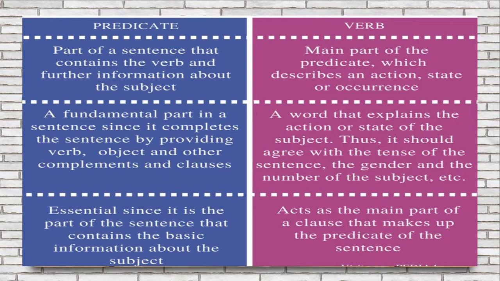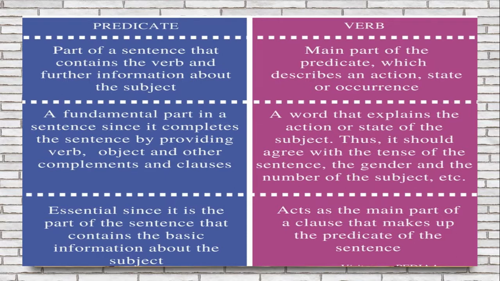A predicate is a part of a sentence that contains the verb and further information about the subject. It is a fundamental part of a sentence since it completes the sentence by providing the verb, object, and other complements and clauses. It is essential since it is the part of the sentence that contains the basic information about the subject. So a predicate is all of these things.